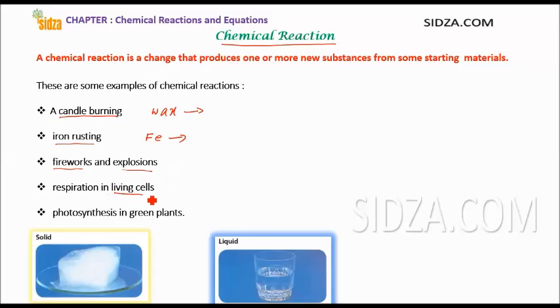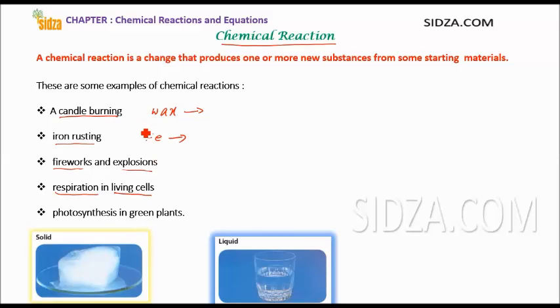In the living cells, respiration is going on. Due to respiration, the glucose molecule breaks down into the carbon dioxide and water molecules. Photosynthesis in the green plants, right? So photosynthesis is the reverse of respiration. In respiration, the glucose molecule breaks down into carbon dioxide and the water molecules. In photosynthesis, the glucose is being formed from carbon dioxide and the water molecules. So all these are the chemical reactions.